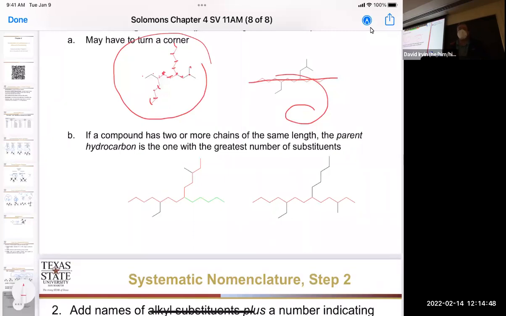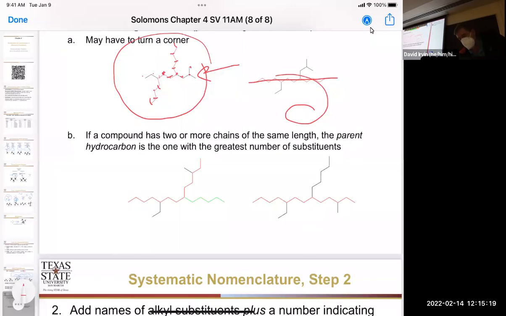The next thing we have to do is, if you have a choice between two chains of the longest length, like I said, you had two different ways of getting 12 carbons here, you need to choose the one with the greatest number of substituents. So if you have a choice between 2 substituents and 3 substituents, depending on how you count, you want the one with 3 substituents.